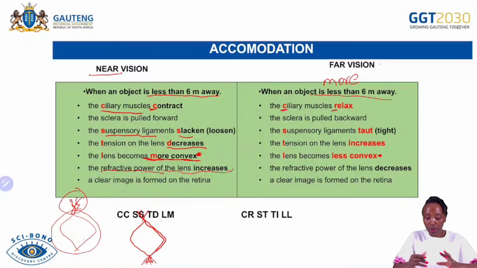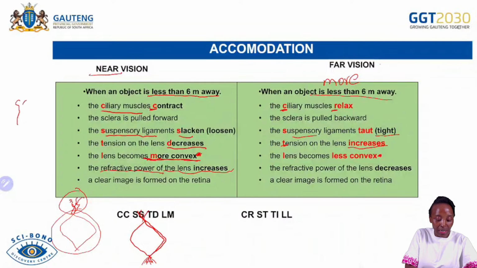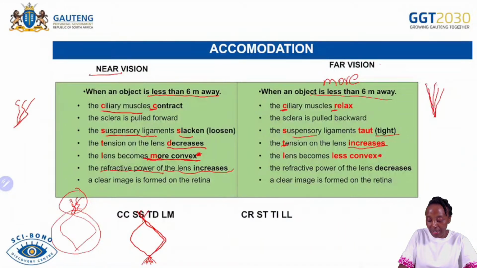So it is pulled backwards, and then when it does that, the suspensory ligaments are taut. They become tight, and the tension on the lens is increased. So then we said here the suspensory ligaments are taut like this, then the tension is less. Here, the suspensory ligaments will be pulled out, straight out like this, because they are being pulled backwards.